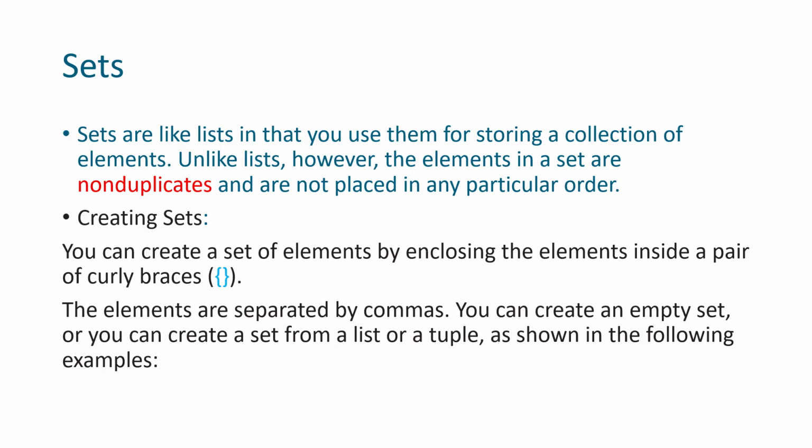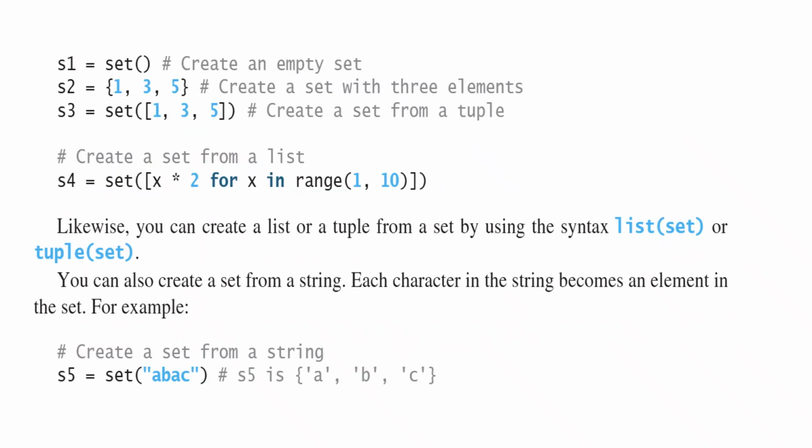Sets are like lists in that you use them for storing a collection of elements. Unlike lists, however, the elements in sets are non-duplicates and are not placed in any particular order. Creating sets: you can create a set of elements by enclosing the elements inside a pair of curly braces. The elements are separated by commas. You can create an empty set or you can create a set from a list or a tuple as shown in the following examples.